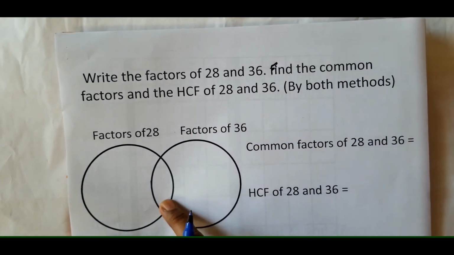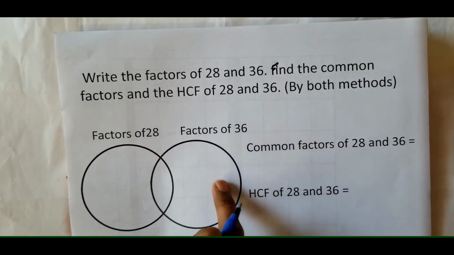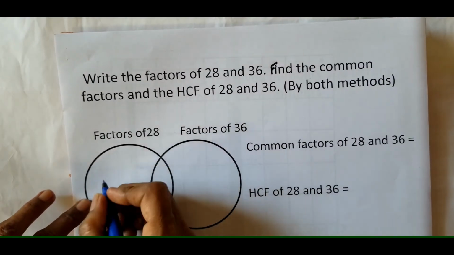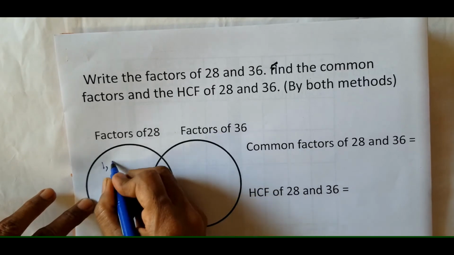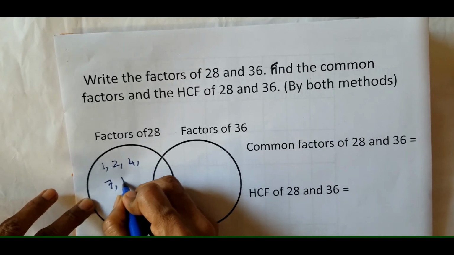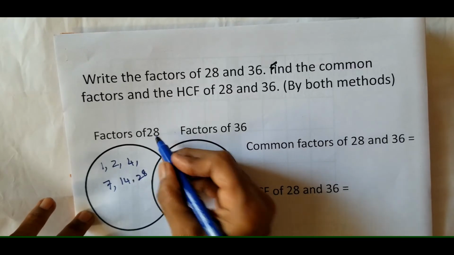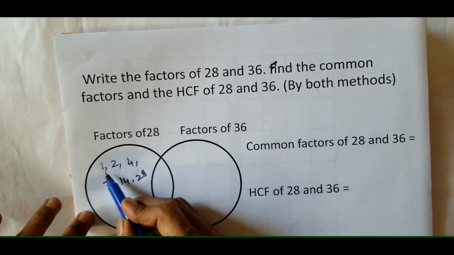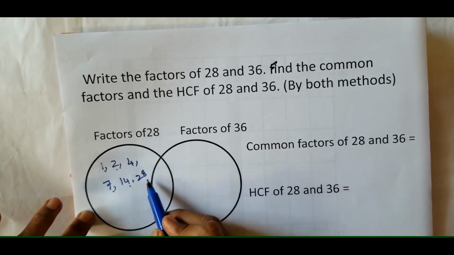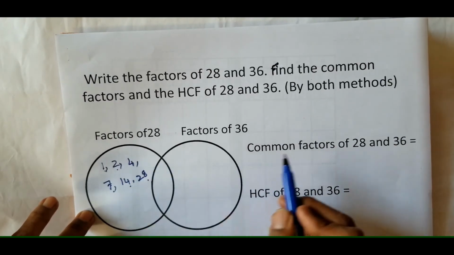First, let us do the circle diagram method. I have drawn two circles. Here I will be writing the factors of 28 and here I will be writing the factors of 36. Okay, let us now write the factors of 28. 1, 2, 4, 7, 14 and 28. That is, 28 comes in these tables, in the table of 1, 2, 4, 7, 14 and 28. 28 ones are 28, 14 twos are 28, 7 fours are 28.